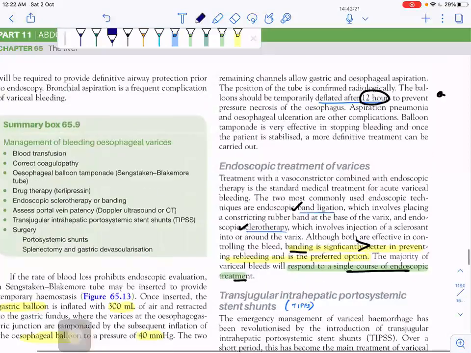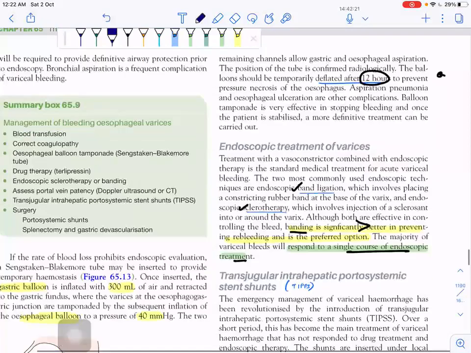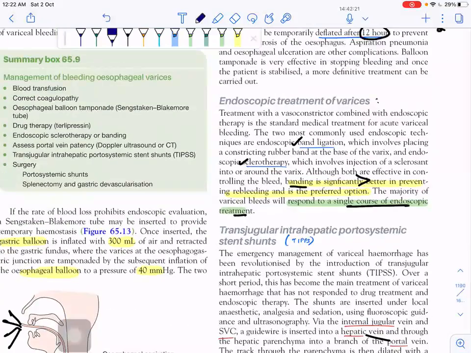Then endoscopic treatment of the varices. So what options are there? Band ligation and sclerotherapy are there. Banding is more significant. The banding is significantly better in preventing rebleeding, and is the preferred option. Which is the preferred option, banding or sclerotherapy? Banding is the preferred option. The majority of variceal bleeds will respond to a single course of endoscopic treatment. It's a true or false statement.